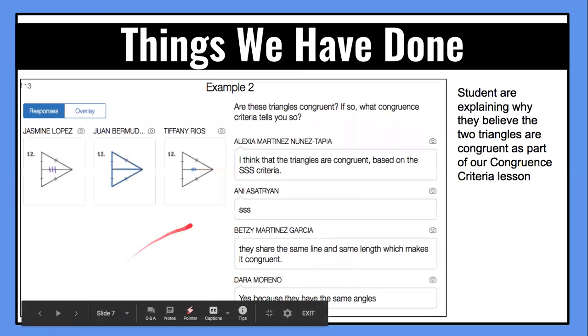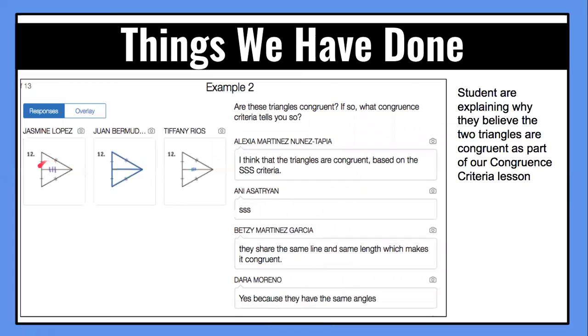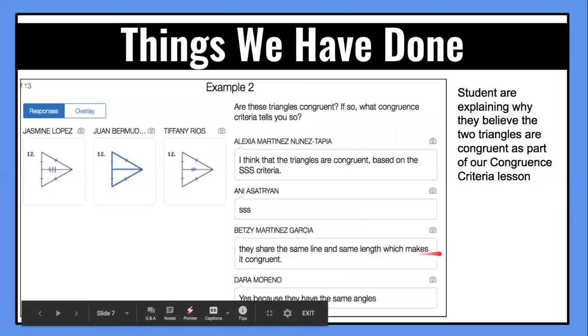Using Desmos, there's some more work involving Desmos right here. We had students explain why the following triangles are congruent. So are these triangles congruent? What congruence criteria tells you? Students were able to take a moment and tell me they think it's based on the side criteria. So SSS means side. They share the same line and the same length. So they're basically saying the lines and the lengths are the same, so they're the same. They have the same angle, so students are showing their level of understanding, and learning has been going on.